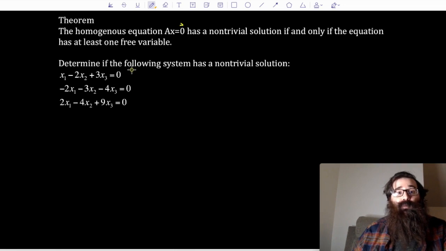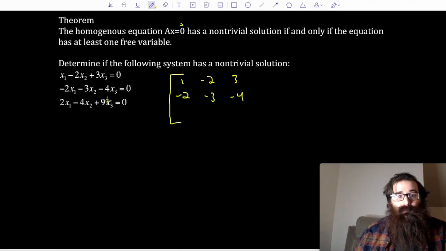And I'd like to start with an example. Determine if the following system has a non-trivial solution. Now I want to build this into a matrix equation. So I get to build my coefficient matrix. Here it looks like I can just take coefficients in order. That's 1, -2, 3 for my top row. Second equation, -2, -3, -4. And then the third row from this third equation should have coefficients 2, -4, and 9. And since it's a homogeneous equation, notice it's equal to 0 for all of these pieces. I'm going to augment this with the zero vector.